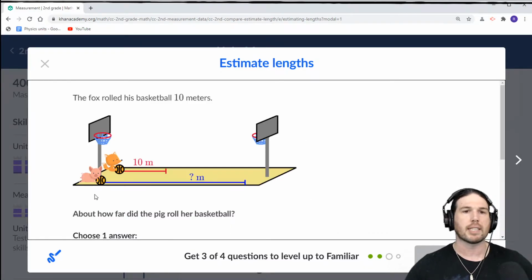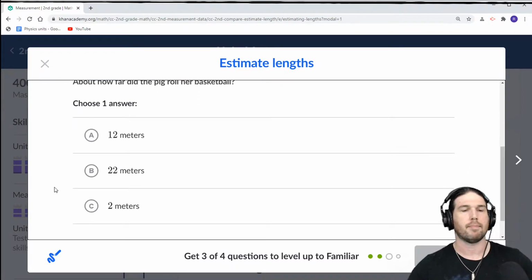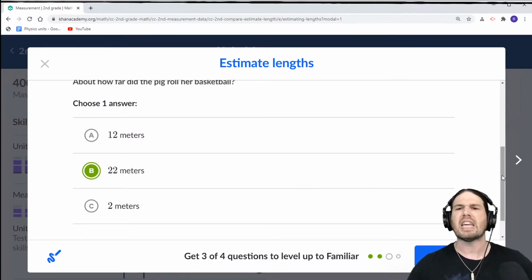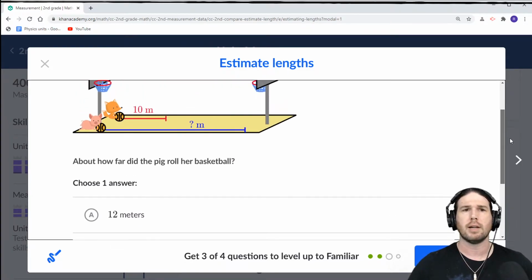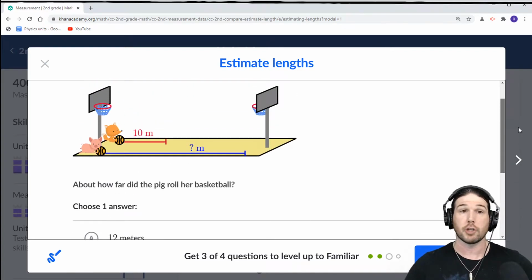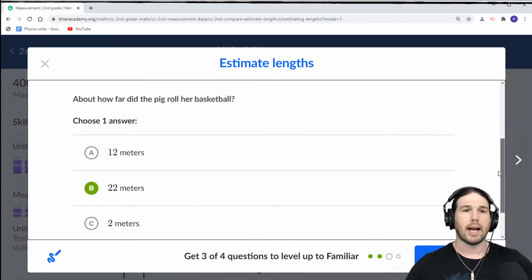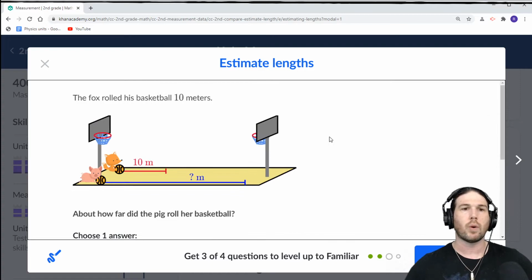The fox rolled his basketball 10 meters. The pig looks like her basketball went maybe a little bit more than twice as far, so maybe somewhere between 20 and 30. 22 works for me. And even if I didn't know that it was 22, I could tell pretty easily that it's not 2 meters because then it would be much shorter than the red line here. And I know that it couldn't be 12 because 12 and 10 are almost exactly the same, right? They're very, very close. And these two lines are not very, very close.